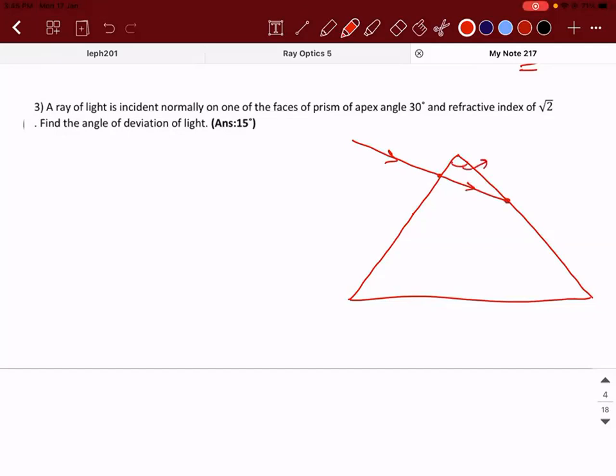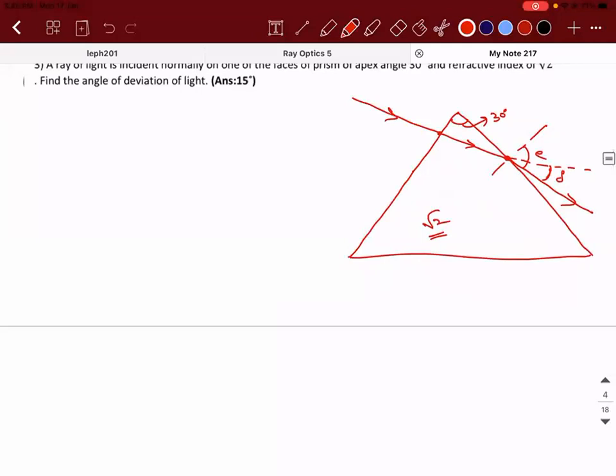Here the apex angle is going to be 30 degrees and the refractive index is √2. Find the angle of deviation in this case. So this is the actual path and this is the normal, right? The ray will bend away from it. So if I know the angle of emergence, then I'll be able to calculate the angle of deviation. Did you understand the diagram? Is there anyone having doubt?